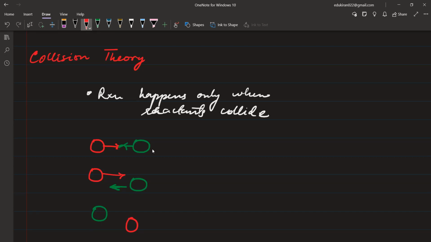I hope you can see that this head-on collision will be very effective, and it is going to give you product. The tangential one, they are just going to touch each other and not give product. This is not useful and this is also not useful.